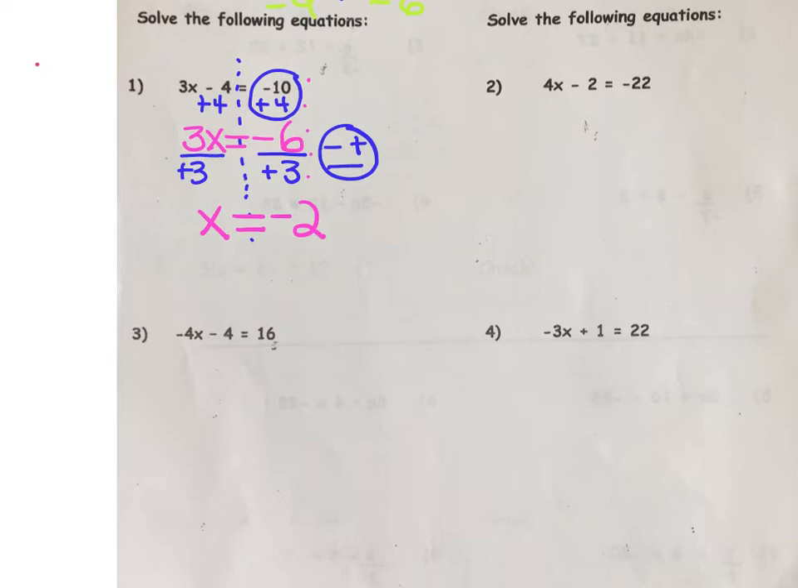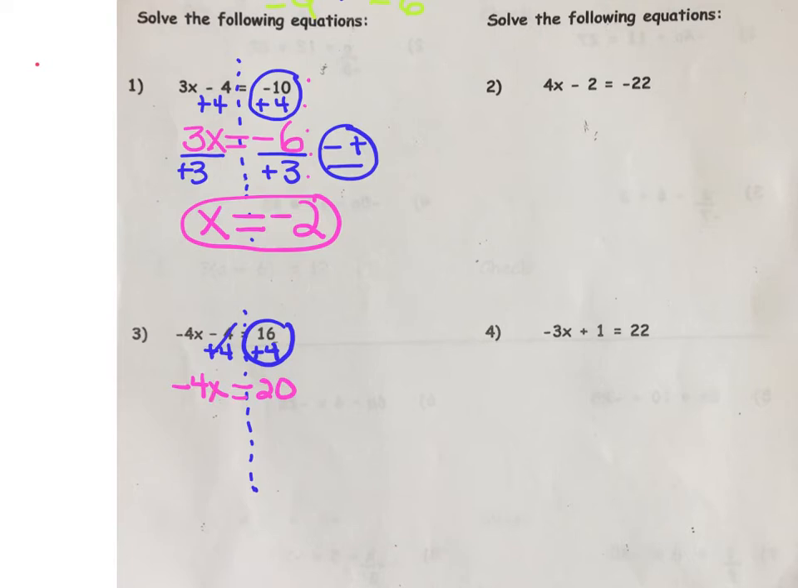Let's go on to problem number 3. Take a moment and drop a dotted line down problem number 3. In this case, we need to add 4 again to both sides. When we combine a +16 and a +4, we get 20. Bring down the -4x. Now we need to divide both sides by a -4.